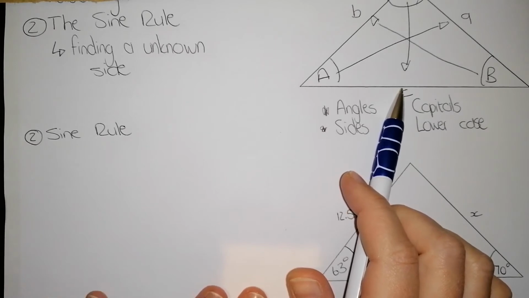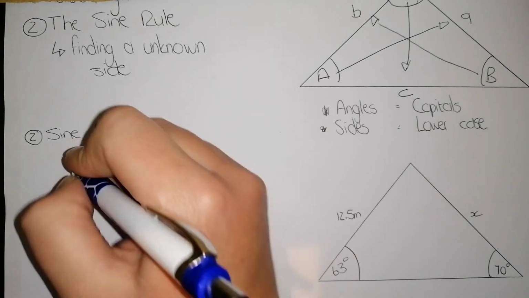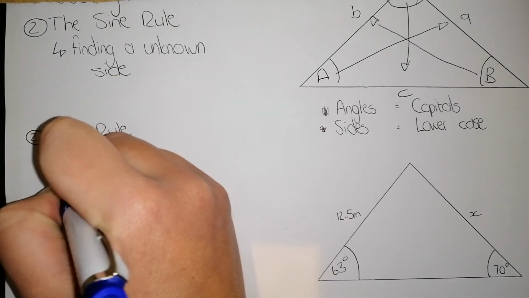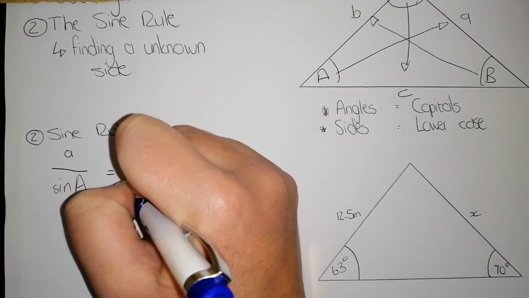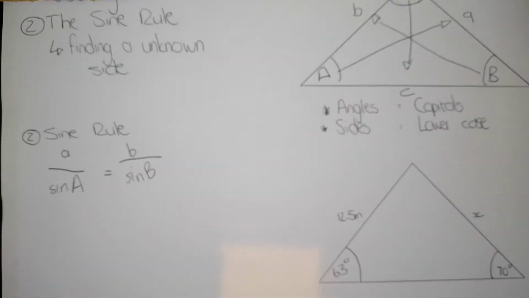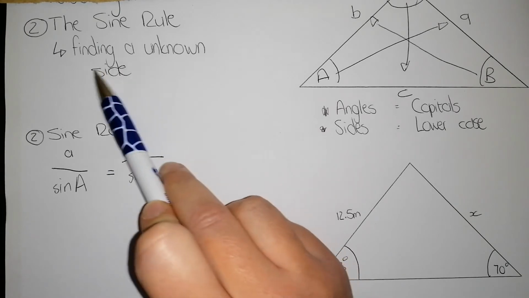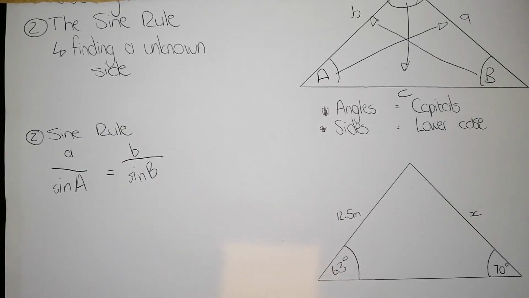Now we go to the sine rule to find the unknown side. So the rule to find the unknown side is a over sine of A is equal to b over sine of B. An easy way to remember this formula is that when I'm looking for an unknown side, the sides go at the top of my fraction. When I look at this triangle, for example, I'm going to apply it to this sine rule.